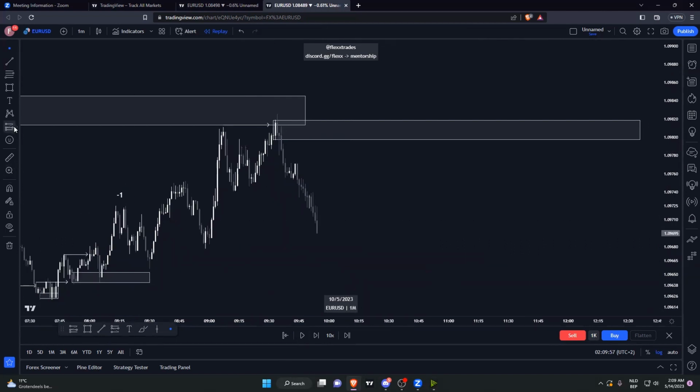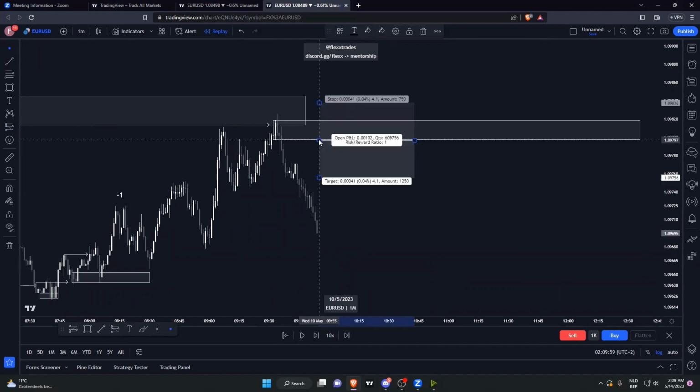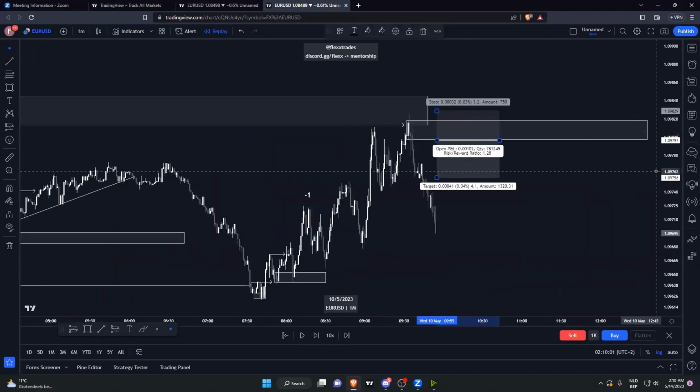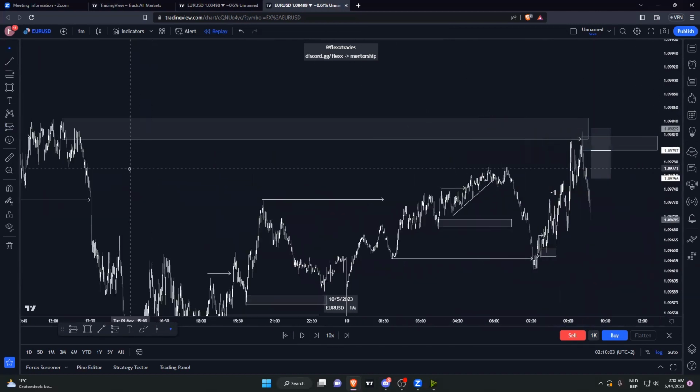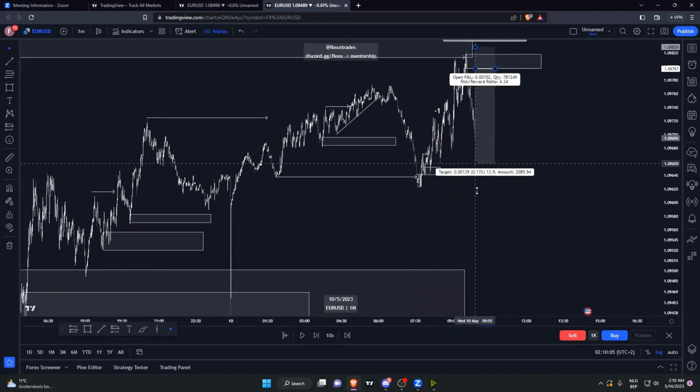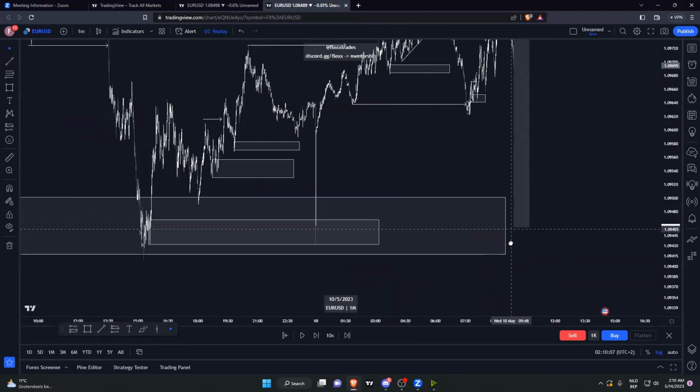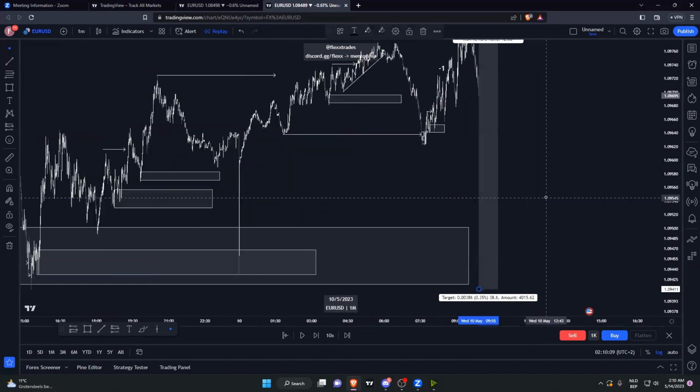So I'm taking a sell limit from here because we had that chalk flip inside the 15-minute supply, which caused our drop back, right? And then we're going to be targeting these lows. Very simple setup.